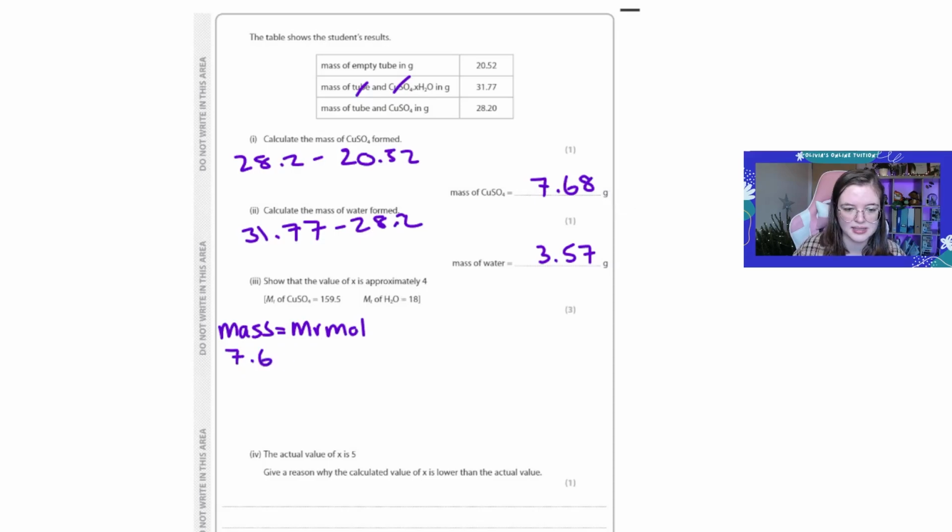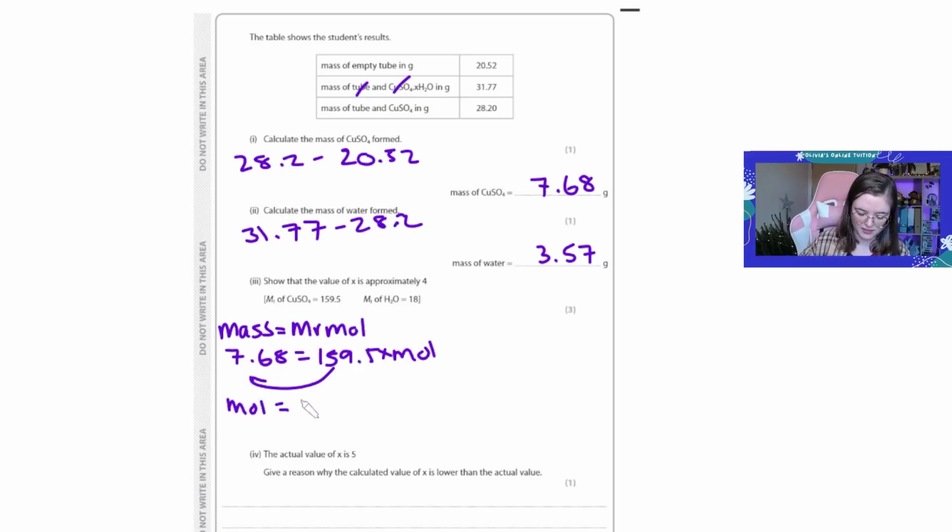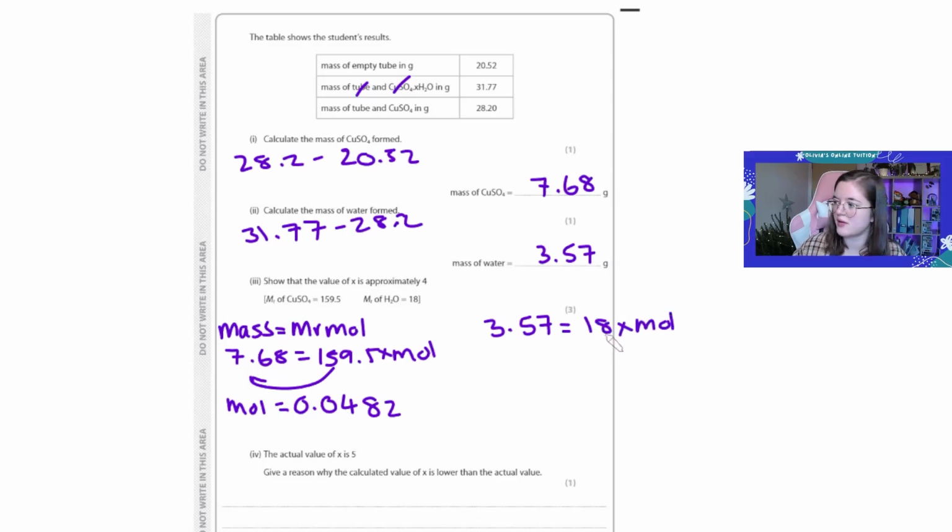7.68. We go to the Mr of copper sulfate, which is this, times the number of moles. So to find moles, we divide down there. Moles is equal to 7.68 divided by 159.5, and we get 0.0482. Let's go with that. Let's do the same thing for the water. Mass is Mr times mole. The mass, 3.57, is equal to the Mr, which is 18, times moles. So we divide by 18 and get the number of moles as 0.198. Okie dokie, I guess approximately 4.